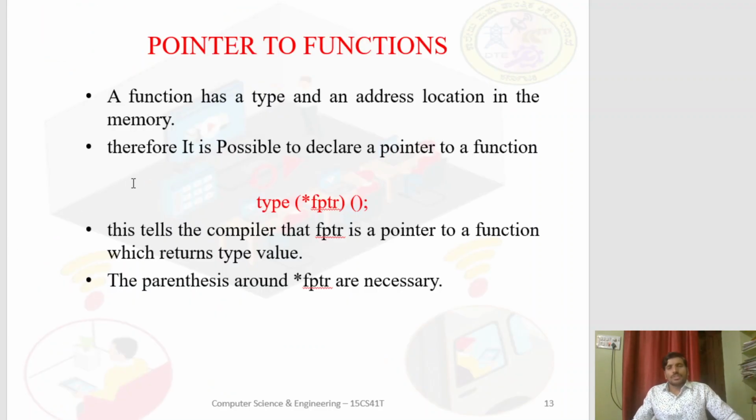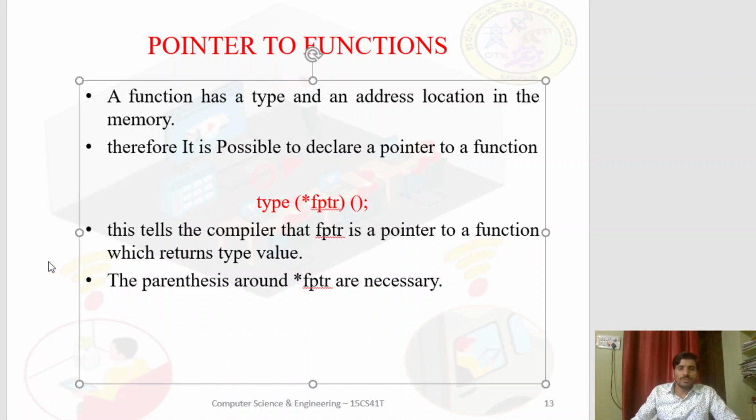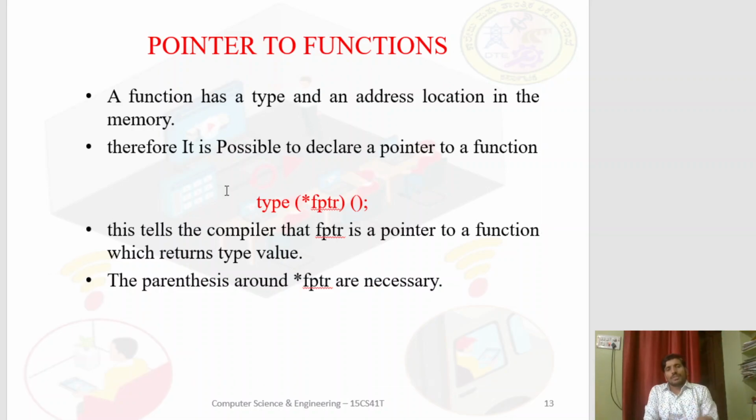Now we will discuss pointer to functions. A function has a type and an address location in the memory. Whenever a function is created, it will have its returning type and a memory location. Therefore, it is possible to declare a pointer to a function. We can declare a pointer to a function.